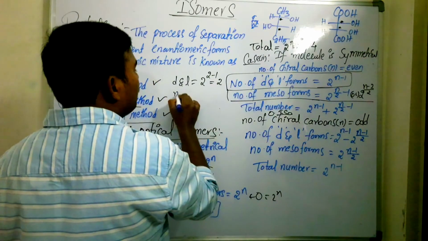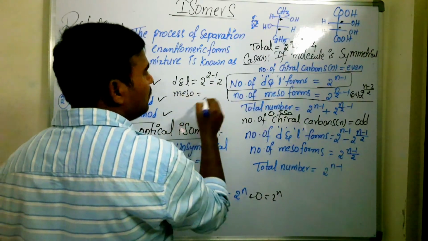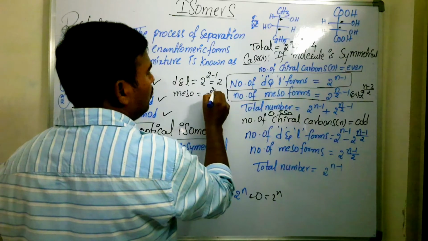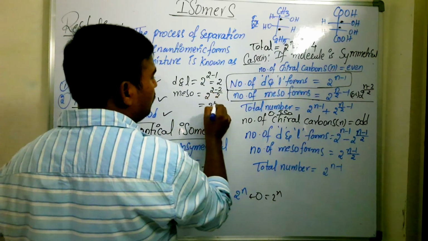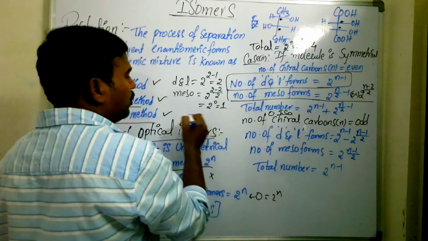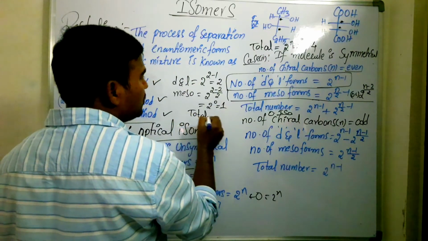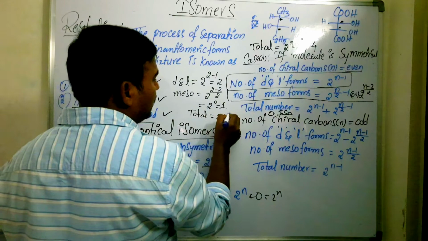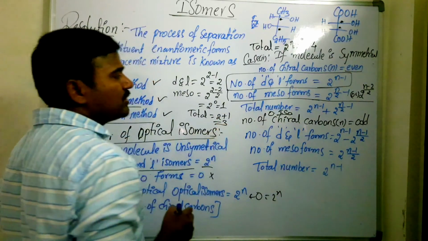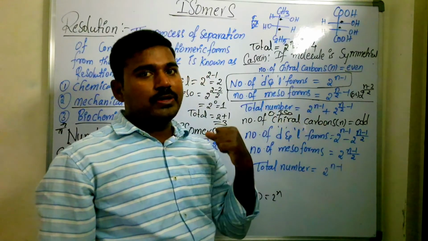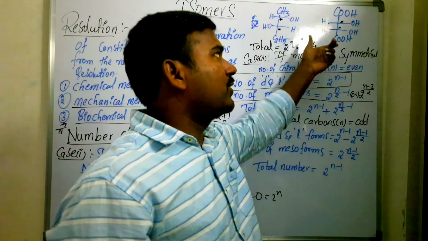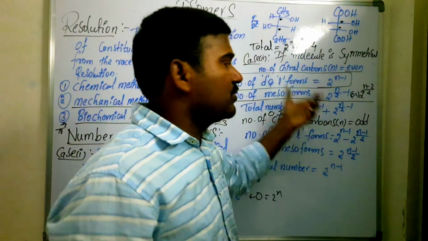How many meso forms are there? Meso forms will be 2 power 2 minus 2 by 2, that is 0 by 2, which is 0, and 2 power 0 is 1. So the total number of isomers will be 2 plus 1. That is, 3 isomers are possible for mesotartaric acid. When there is an even number of chiral carbons, we have to use these formulas.